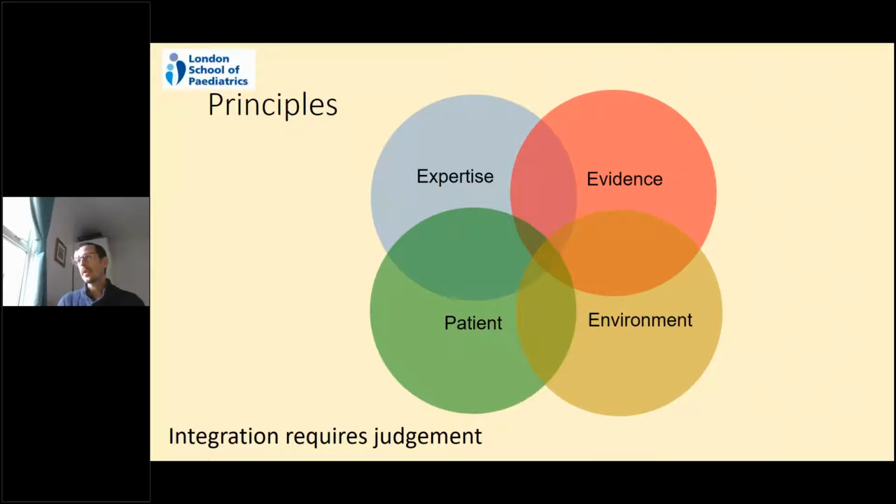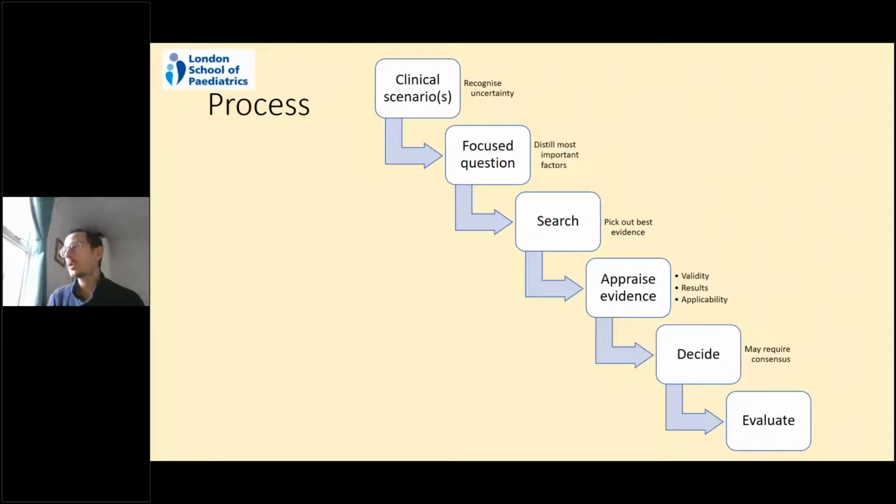The process that we tend to go through is to have a clinical scenario, which gives us some uncertainty about what to do, to try and distill that uncertainty into a focused question, and then search for some evidence that might help us answer that question, pick out what we think might best help us to answer that question, and then appraise that. The appraisal we'll discuss in a little while, we tend to think about in three different components, thinking about whether that evidence is itself valid internally, does it successfully answer the question it sets out to answer, or is it subject to very severe biases?